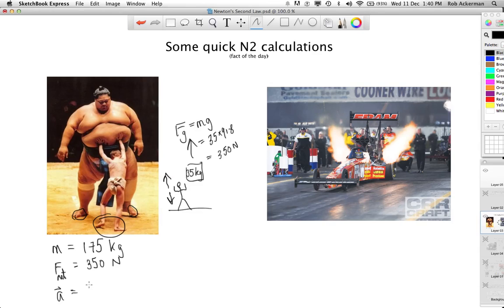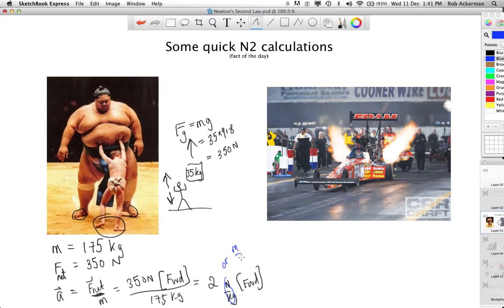Well, it would be a equals F net divided by the mass. And so you would simply plug in 350 newtons, which in this case we could say is forward in direction, divided by the mass of 175 kilograms. And what would we get? 350 over 175 is 2. Now, the units look like newtons per kilogram in the forward direction, but as you also know, acceleration can be written as meters per second squared, so these are equivalent units. Either is just fine. Okay, there's a simple example of Newton's second law.